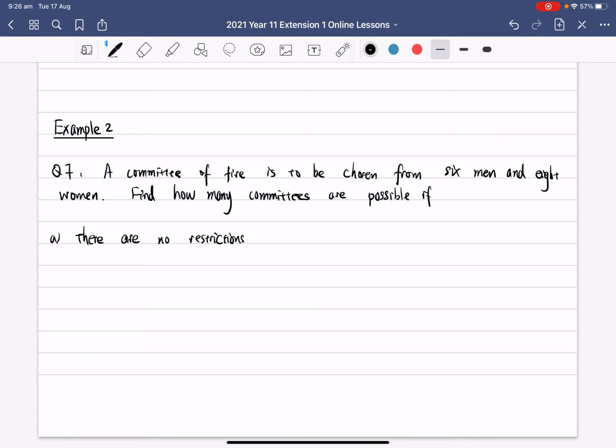All right, so question 7. A committee of 5 is to be chosen from 6 men and 8 women. How many committees are possible if there are no restrictions? Which means you can choose any combination. You can have all women, or you can have all men. So there is no restriction at all for a question like this.